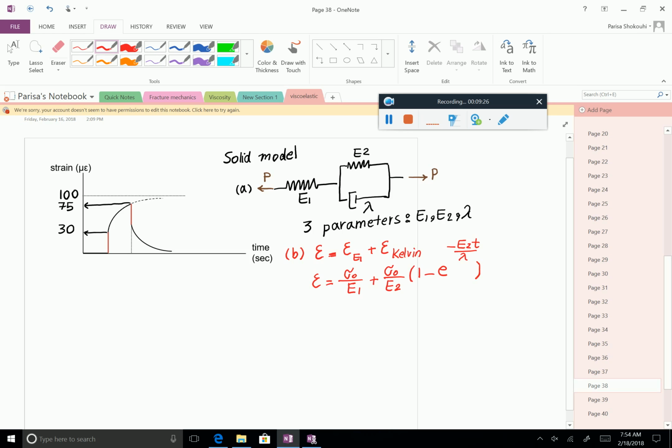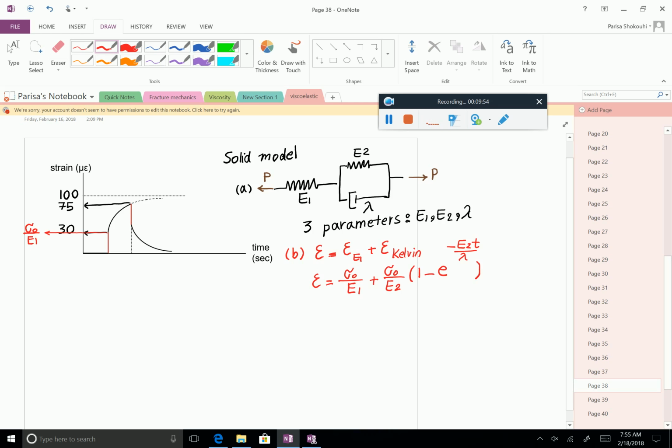Okay. But it's important that we put this on the graph. So if you remember, the instantaneous deformation is when you apply the load, the spring E1 is going to instantaneously deform. So this instantaneous deformation, I use a different color, is nothing else but sigma 0 over E1.